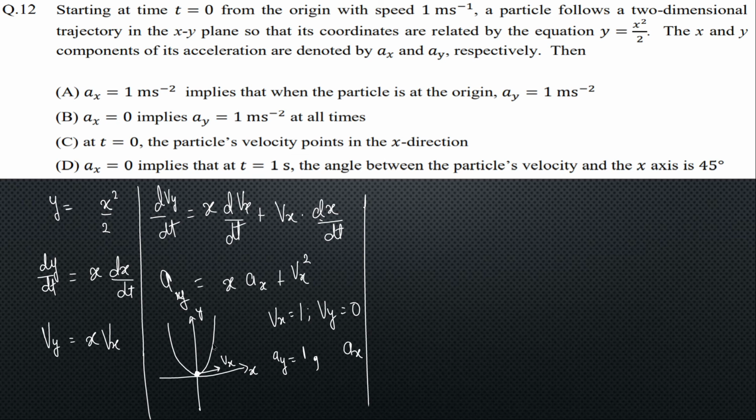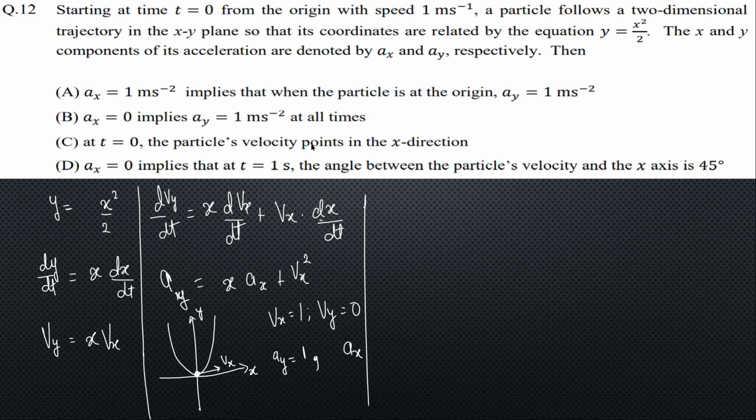Which says this ax equals to 1 implies that when the particle is at origin, ay equals to 1 meter per second square. But you see, ay is equals to 1 meter per second square at origin, but without any value of ax. So this option is wrong.